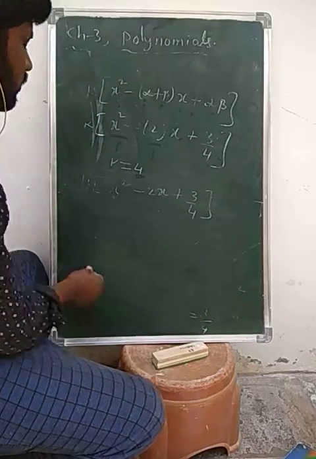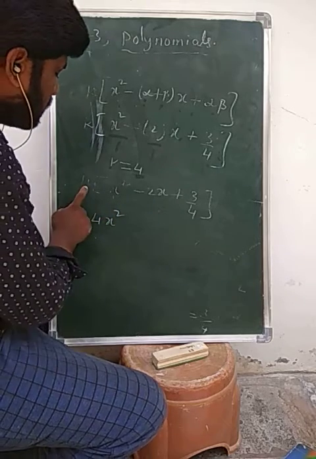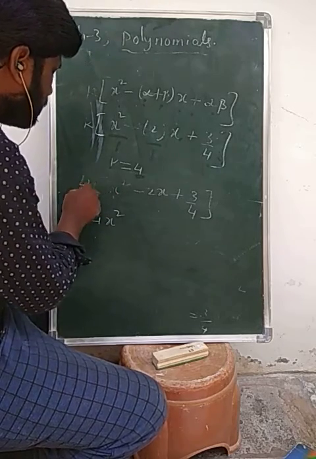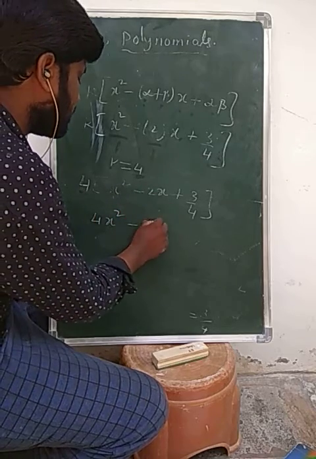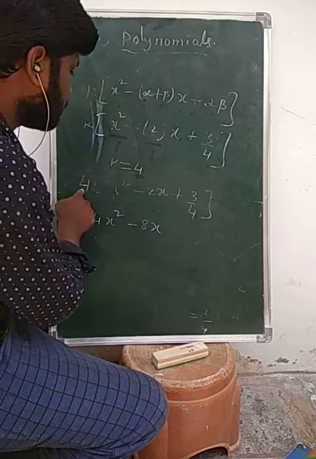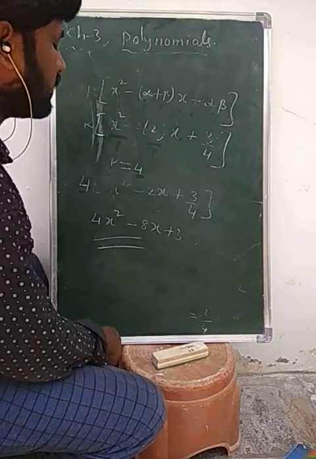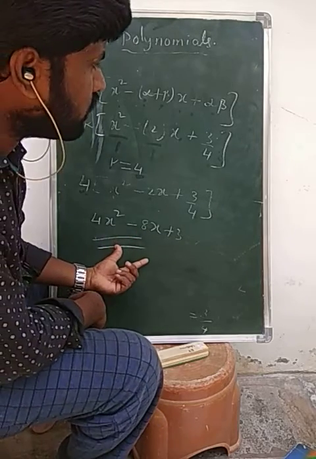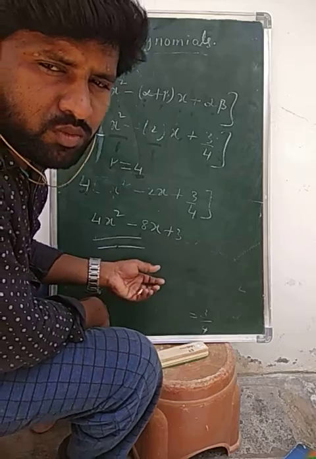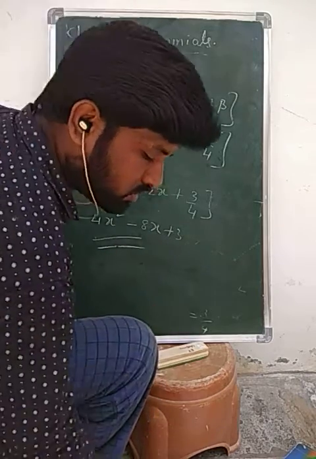Now multiply with 4. 4 into x square is 4x square. 4 into minus 2x is minus 8x. The 4 cancels, so just 3. So this is a quadratic polynomial: 4x square minus 8x plus 3. This is the required polynomial with the zeros 1 by 2 and 3 by 2. So like this we will write. Okay, students.